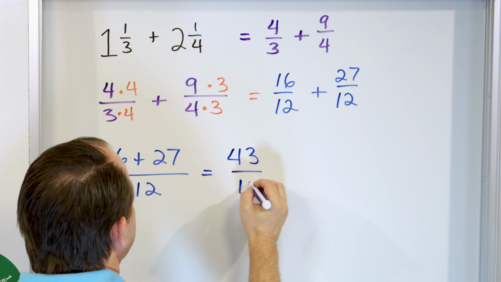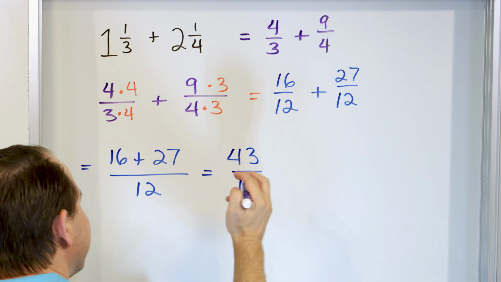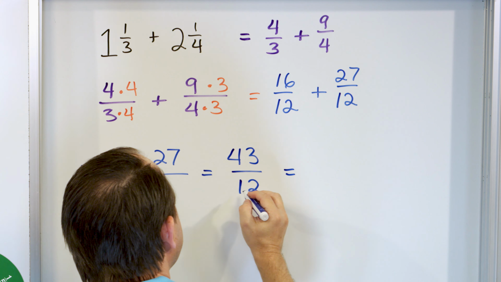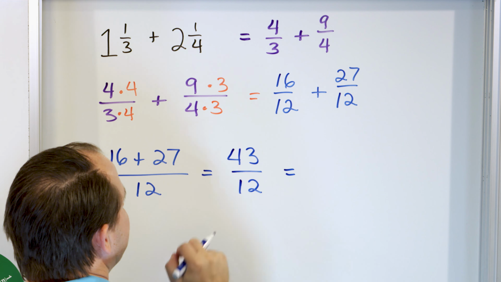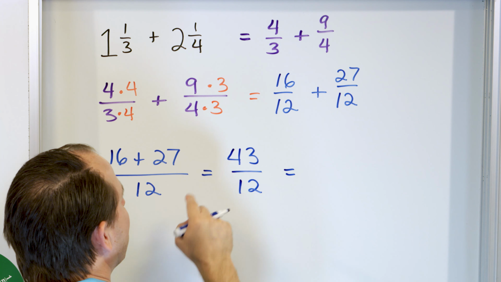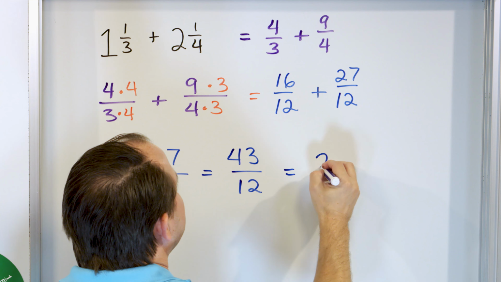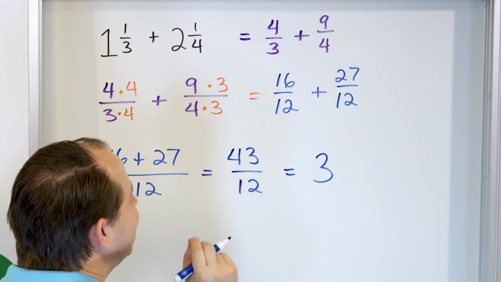And that's going to be out of 12. 43/12. So we have a big improper fraction, and let's convert it to a mixed number. 12 times 1 is 12. 12 times 2 is 24. 12 times 3 is 36. And 12 times 4 is 48. So it cannot go 4 times. That's too big. So it can go 3 times. 12 times 3 is 36.